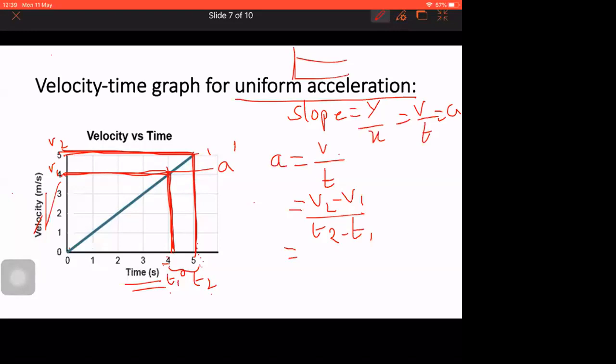At 4 seconds, the velocity is 4. At 5 seconds, the velocity is 5. So V2 is 5, V1 is 4, divided by T2 minus T1. 5 minus 4 is equal to 1, divided by 1. Acceleration will be 1 meter per second square. 1 divided by 1 can't be 0.